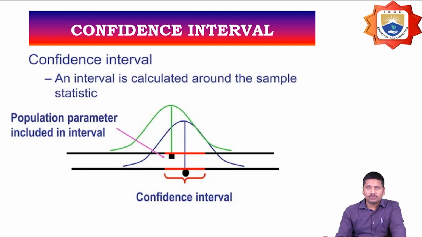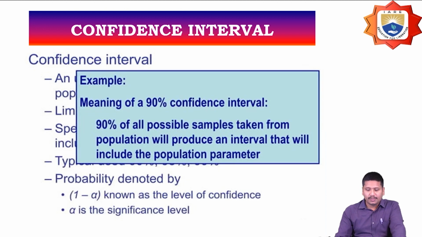And the confidence interval is an interval calculated around the sample statistic. The interval between the red marks that I've shown is the confidence interval. The point estimate lies between two values, a lower value and an upper value, and that range is the confidence interval. For example, the meaning of a 90% confidence interval is that 90% of all possible samples taken from the population will produce an interval that includes the population parameter, right?